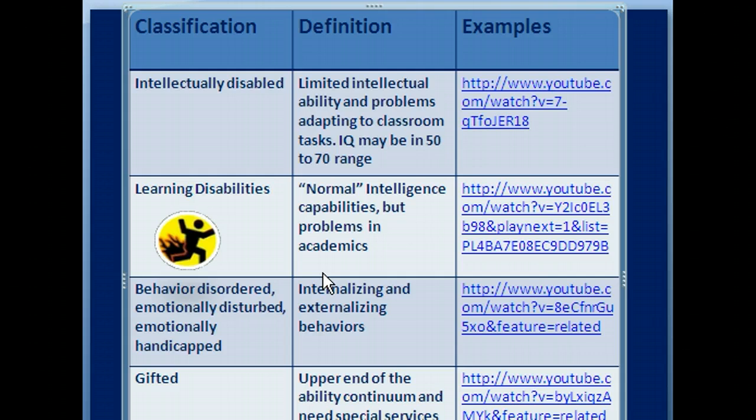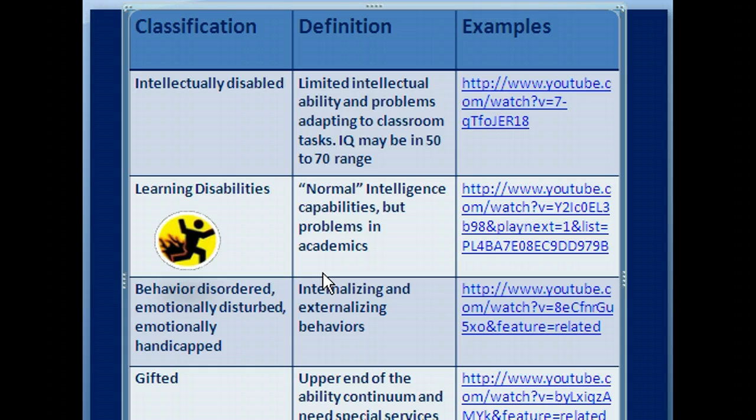The third category is behavior disturbed or disordered, or emotionally disturbed, emotionally handicapped. Students with a classification such as this might have internalized or externalized behaviors. In other words, internalized behavior, a student that has emotional problems may be very quiet, may be very withdrawn. Externalized might be a student who is very aggressive, who lashes out, and this is the third classification of disabilities.